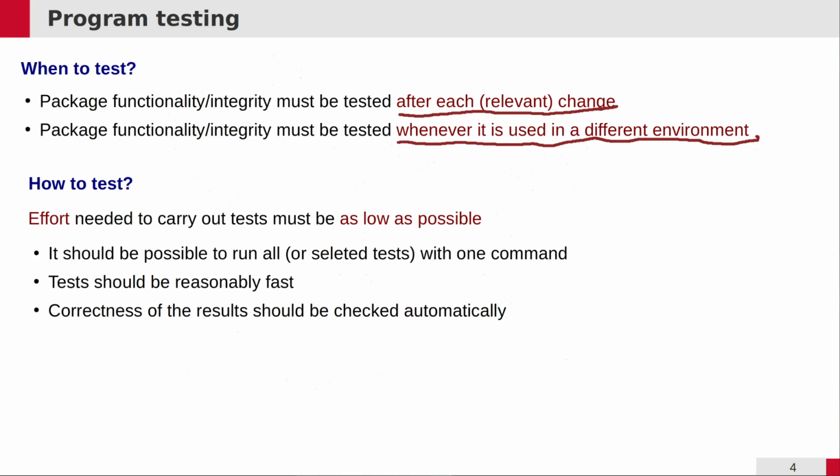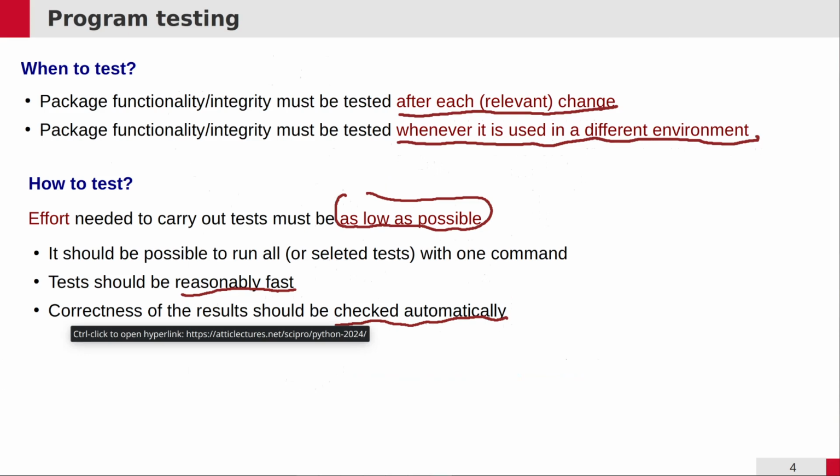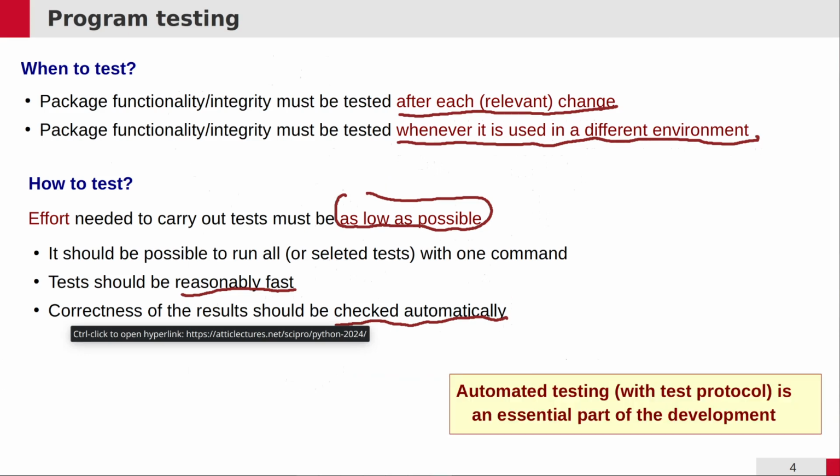So when we know when to test, the question is how to test. Very important to me, the most important point is that we are all lazy persons, so the effort should be as low as possible. It should also be fast so that it doesn't take long, it should be very easy to start, and of course it should be automatic. If you have, for example, big matrices, you definitely do not want to compare them just by looking at the screen. The comparison should be made automatically. So it's very important that automated testing, with a certain test protocol so that you can see what happens, is a part of the development. And the important point is it should be automated.